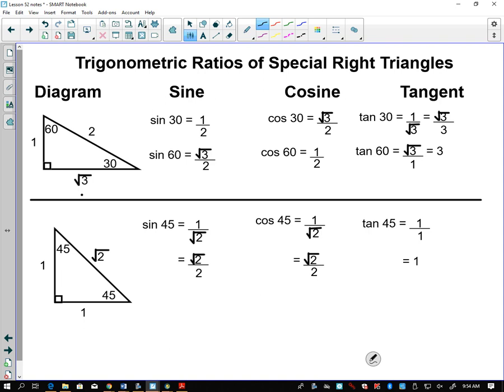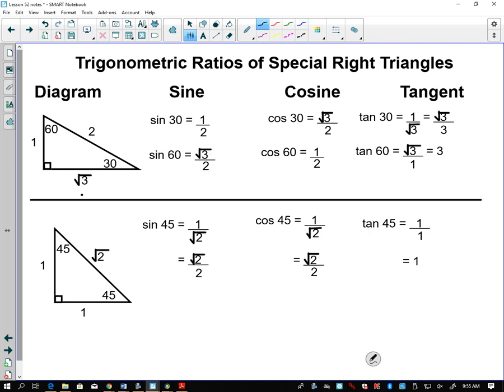Okay. Come over to tangent, the tangent of 30. From here, that's opposite over adjacent. So 1 over radical 3, which puts a radical in the denominator, which I can't have. So I'd have to multiply by radical 3 over radical 3. 1 times radical 3 is radical 3. Radical 3 times radical 3 is 3. So it reduces to radical 3 over 3. We wouldn't leave it as 1 over radical 3. Do we understand that?